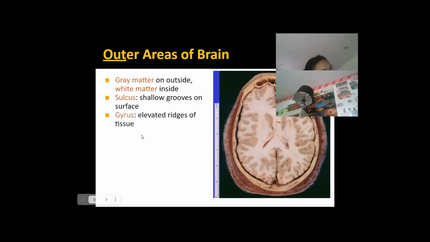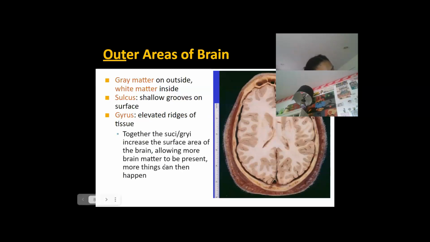So you have gyrus and sulcus, these folds. We are the only groups that exhibit these folds. The folds increase surface area, which we've talked about. Increasing surface area makes for more chemical reactions, but also allows for more connections between neurons. So there can be more communication happening throughout the brain.